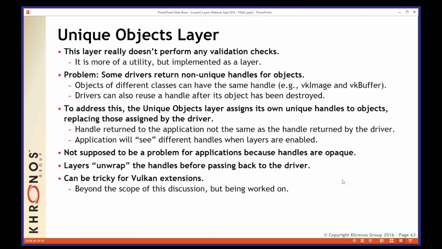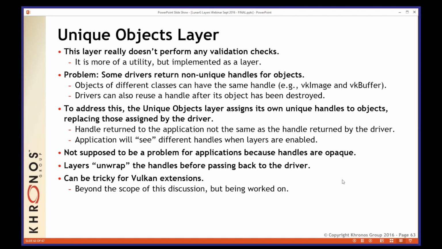But it causes problems for layers. And drivers can also reuse an object after it's destroyed. So to address it, the unique objects layer defines its own unique handles and returns those to the application. The applications shouldn't be affected by this, because handles are considered to be opaque, and you would never dereference them or rely on the handles in any manner. But if you took a peek at them and compared what the handles look like with the layers enabled and with the layers disabled, you might see some different patterns.